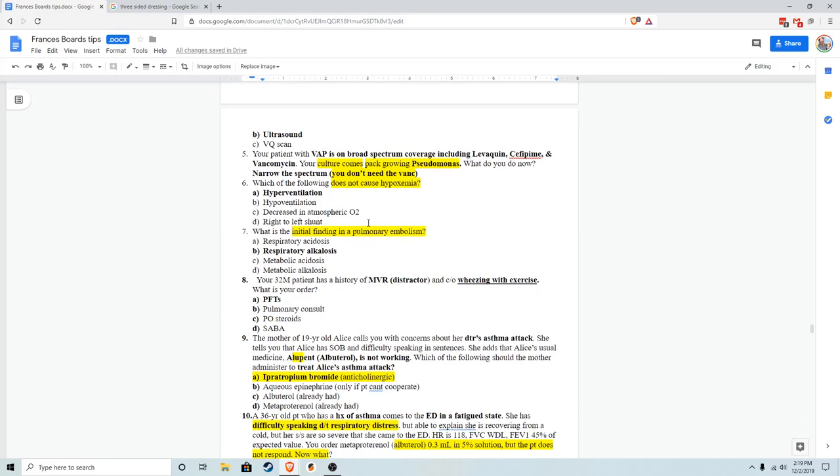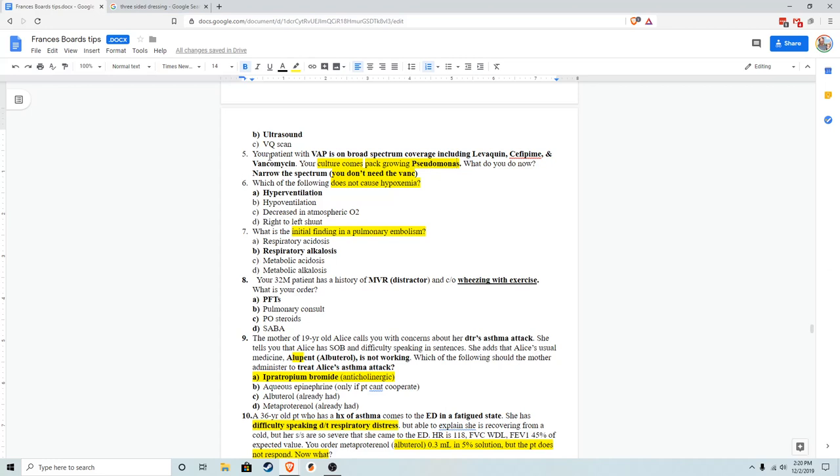All right, next one. Patient with ventilator-associated pneumonia is on broad spectrum coverage, including Levaquin, Cefepime, and Vanco. Your culture comes back growing Pseudomonas. What do you know? What do you do now? Okay, so we need to know what each antibiotic covers. When someone comes in with a ventilator-associated pneumonia, you start them out with broad coverage antibiotics and you narrow it up as you get cultures. Pseudomonas is a common organism seen in pneumonia. Pseudomonas is known for being a gram-negative rod.